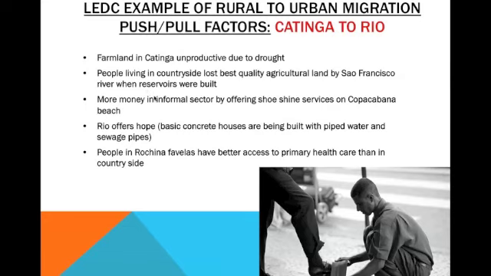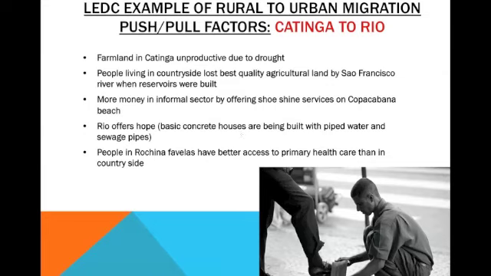Now, here are some pull factors. People realized that they could make more money in the informal sector by offering shoeshine services in places like Copacabana Beach or Ipanema Beach, two really famous beaches in Rio. Here you can see a guy in Brazil shoeshining. So, yeah. Also, Rio offers people hope.